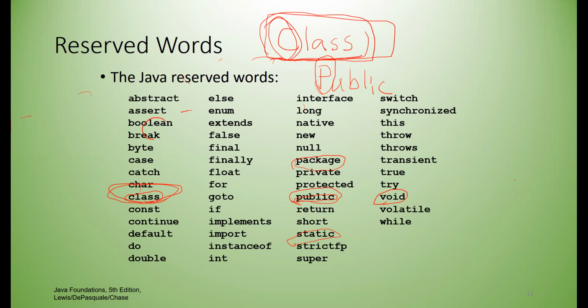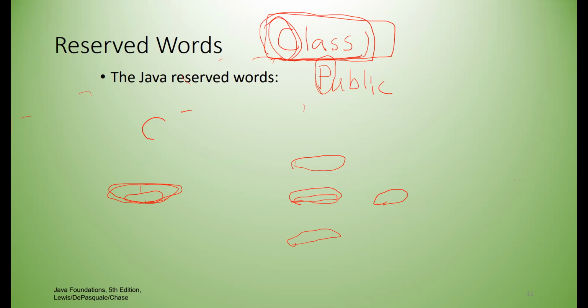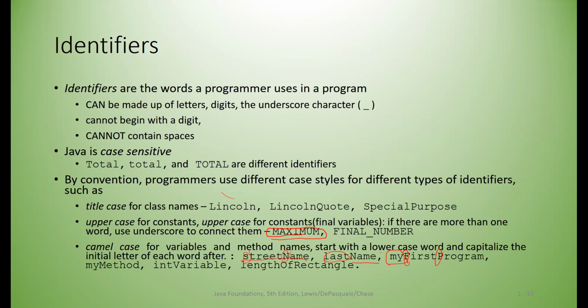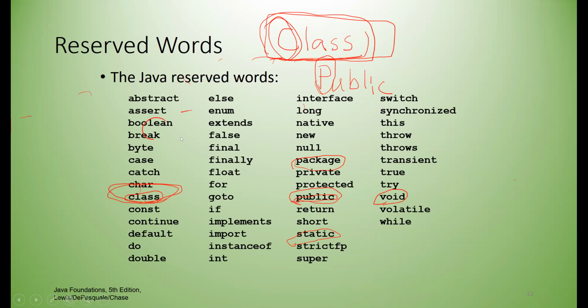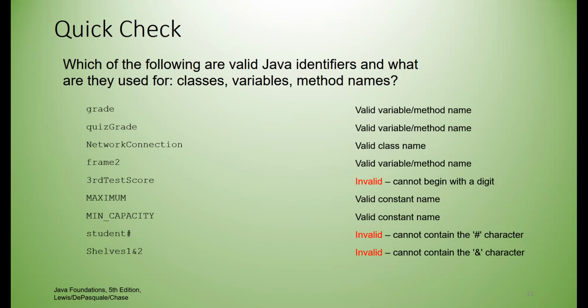So can you have a space in your identifier's name? Identifiers, can you have space? No. Can you have special characters like the @ sign or the pound sign in your identifiers? No, no, no. Okay, here are the rules. An identifier can be made up of letters, digits, and the underscore character. It cannot begin with a digit and cannot contain spaces. Okay, let's look at which ones are correct.